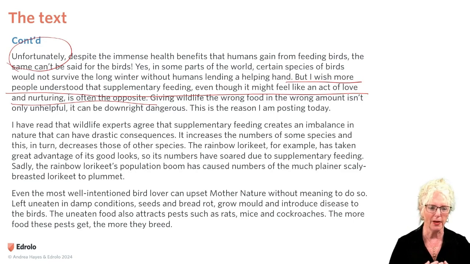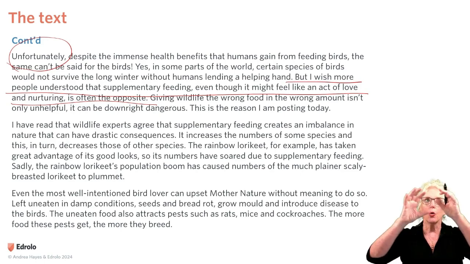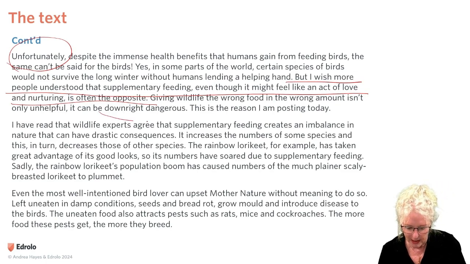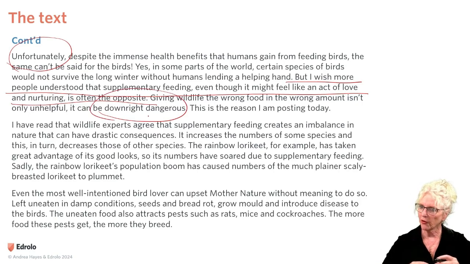She doesn't want to be offended because maybe they're feeding the birds as well and they don't realise the dangers of feeding the birds. And this is her whole dilemma. It's all framed around this, which is cleverly done. So downright dangerous. So here we're getting stronger again.